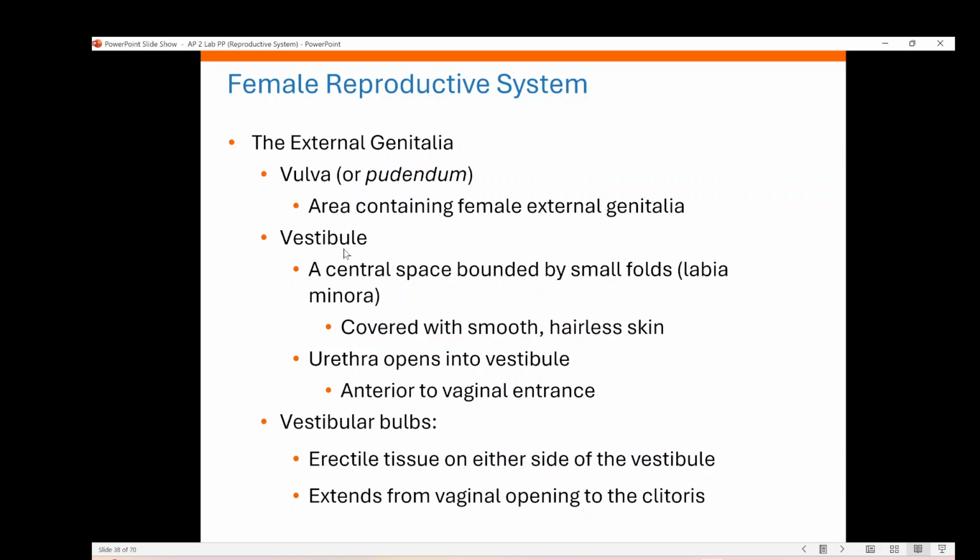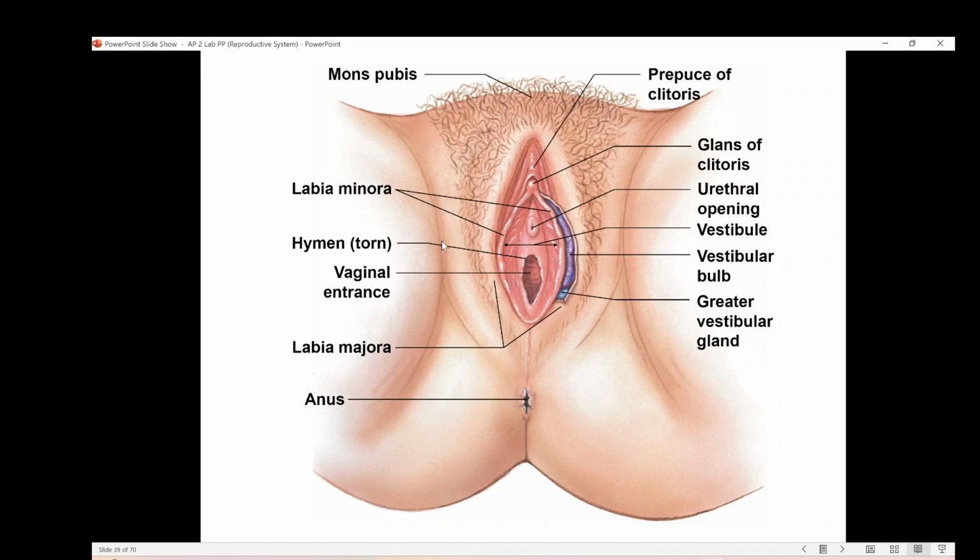Within the vulva, there's an area known as the vestibule. So let me show you that first, and then we'll look at the notes. If we take a look here, this fold of skin right here, this is the labia minora. This is actually thin. There's no adipose tissue in here. You notice there's no pubic hair on there. This is the labia minora on this side. The area in between the two labia minora is the vestibule.